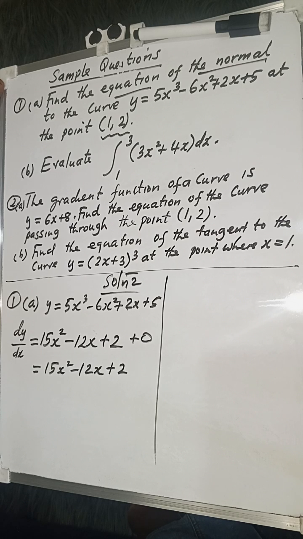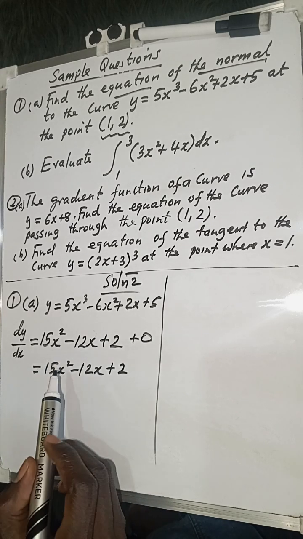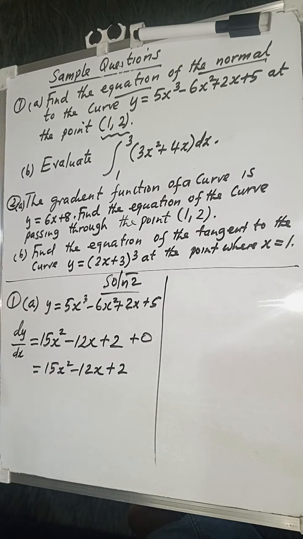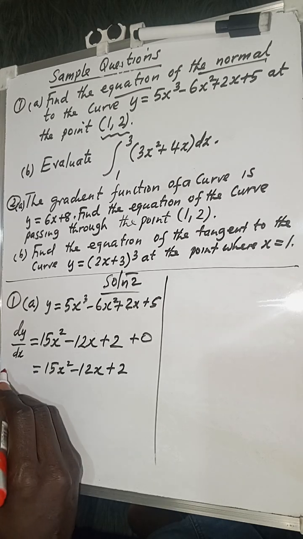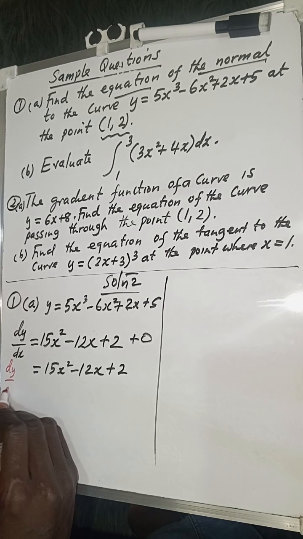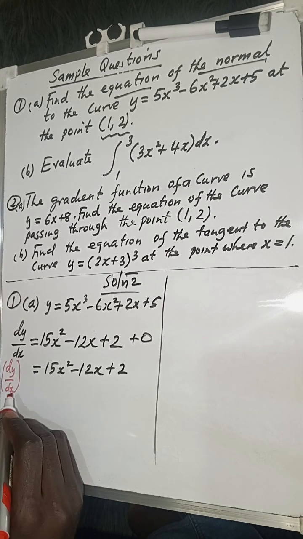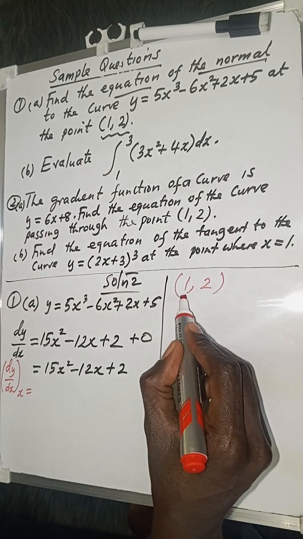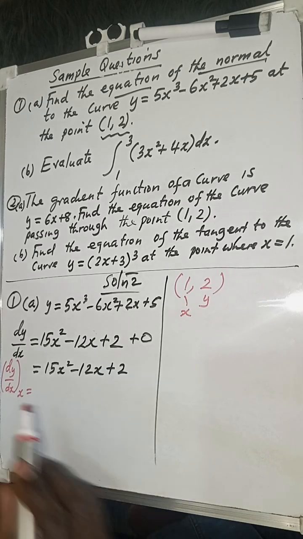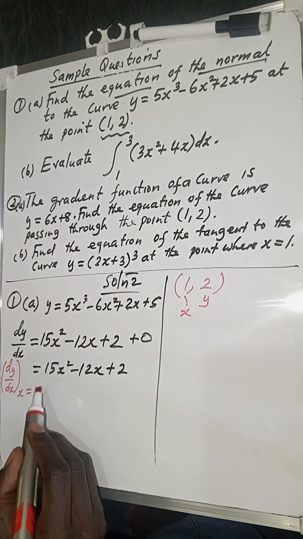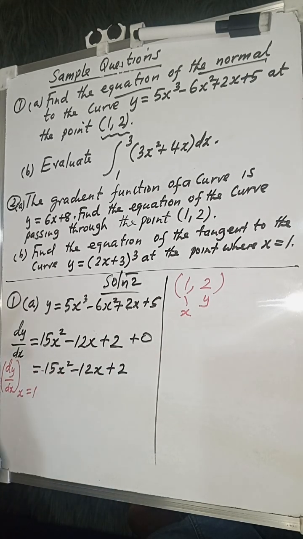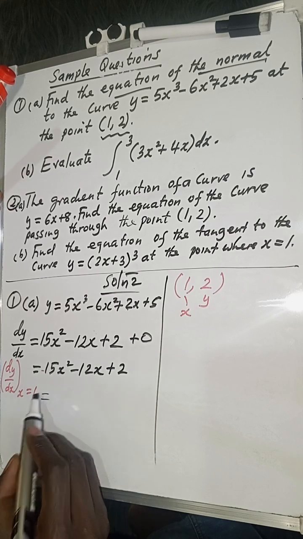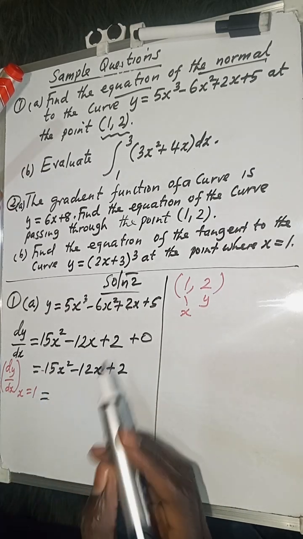So now, what are we going to do next when we find that? Well, it's very simple. When we find that, we need now to find the actual gradient. Remember, how do we find the actual gradient? They have given us dy over dx. But they have given us those points at the point 1, 2. So this is the value of x, that is the value of y. So when x is 1, we replace in that expression so that we know the actual gradient at that point.